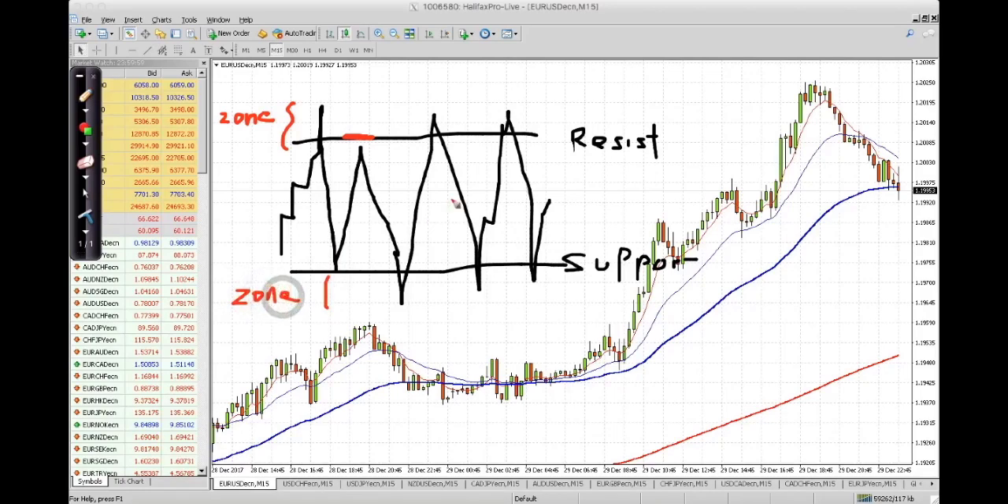Okay, so for example, if the price comes down here, right, and you buy here, and you think, hey, this is a support, it's going to go up, right? I'm really certain it's going to go up. So you buy over here, and you place your stop loss here, for example.